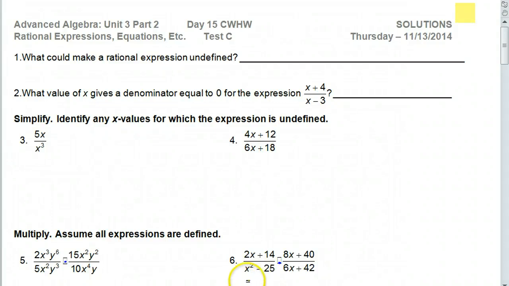All right, this is part one of a lesson on rational expressions, equations, inequalities. We have a test that we're practicing for, so this is going to be a good review. Looking at problem number one, what could make a rational expression undefined? Well, of course, that would be having 0 in the denominator.